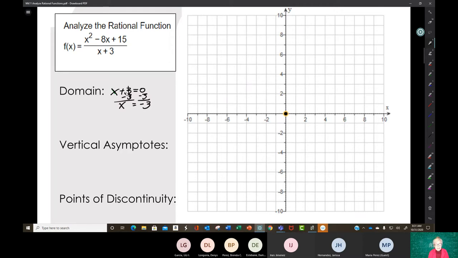You didn't even really have to do this step because all you would have to do is look at this and say, well, if x were negative 3, then negative 3 plus 3 would be 0. So it's obvious that x cannot equal negative 3. So we pull it out of the domain. So if you're writing in set builder notation, you would write it like this.